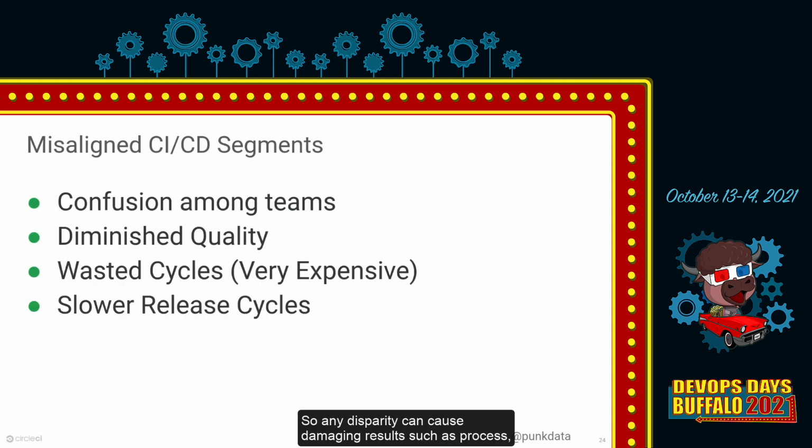So any disparity can cause damaging results, such as processes that are confusing among teams, diminish quality amongst the product that you're producing, wasted cycles, which are very expensive, and then slower release cycles, obviously. You will not be able to maintain efficient software release cycles if these processes are not properly aligned. CI/CD pipelines are automated reflections of your software development and continuous delivery processes and must not be neglected.